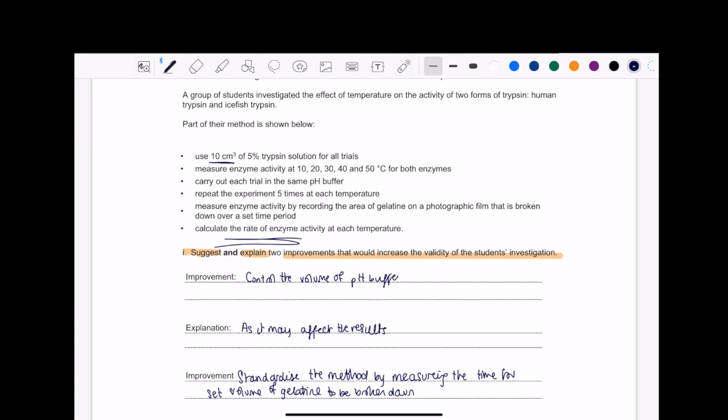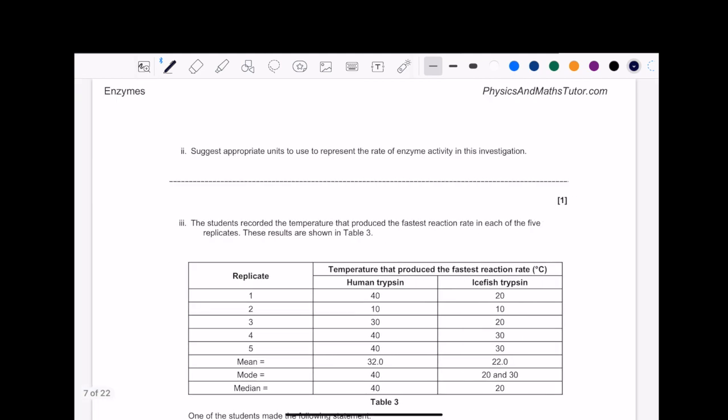So because we're measuring the gelatin area, meaning squared, it'll be centimetres squared per minute, or you could say per second.